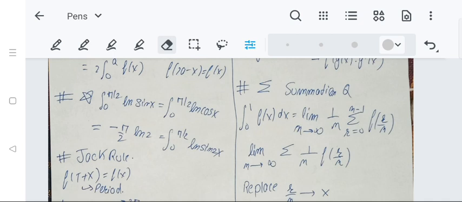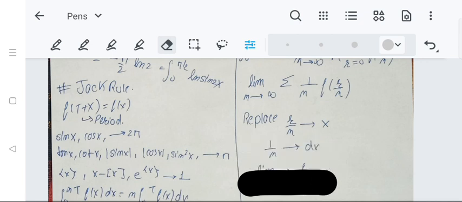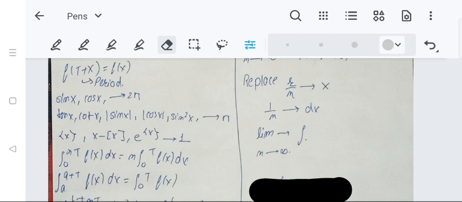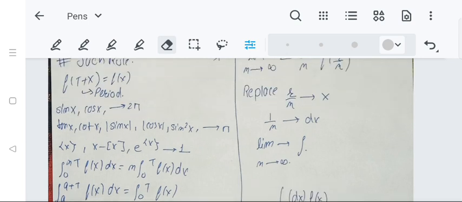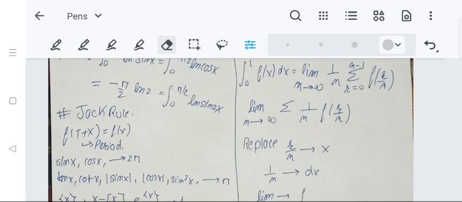This looks scary for many students, so just replace r by n with x, then 1 by n becomes dx, and the limit and summation become integration, and for limits you just put the values, and your function will look like this. For the limits, in place of n you place infinity. If you put 1 upon infinity, it would give you 0, and 1 upon 1 will give you 1. That will be the limits.